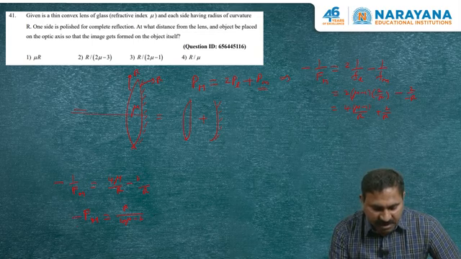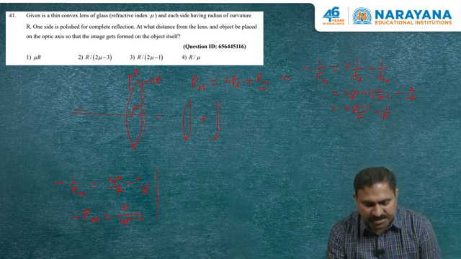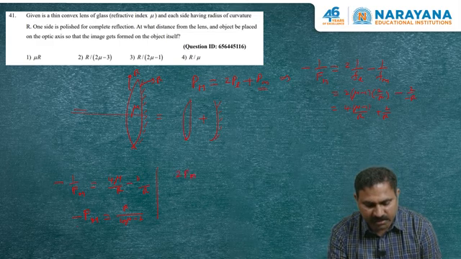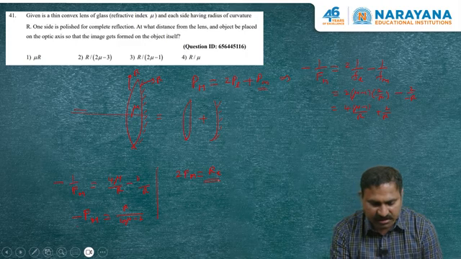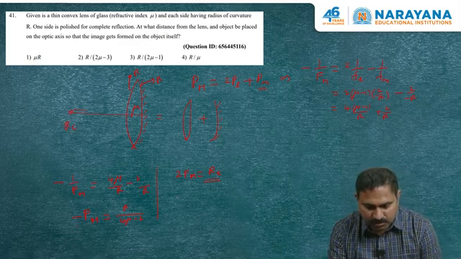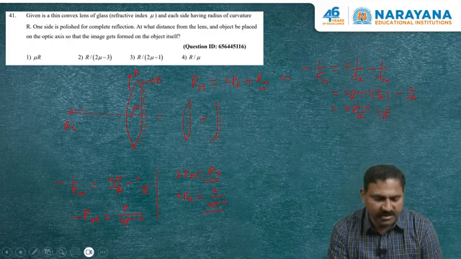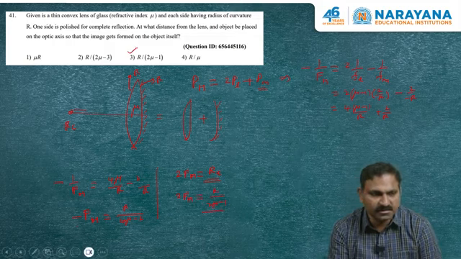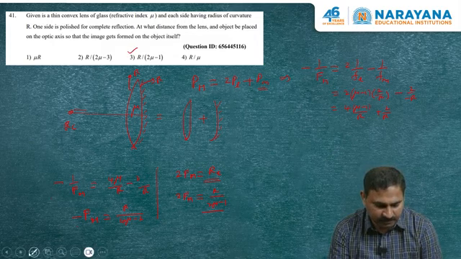If this is the value of focal length, the object should be kept at a distance of 2 times fm. This is the radius of curvature of the given system, then the image will be formed at the object itself. So 2 times fm will be r by 2 mu minus 1. It is given with option 3. Third option is correct. Let us go to the next question.